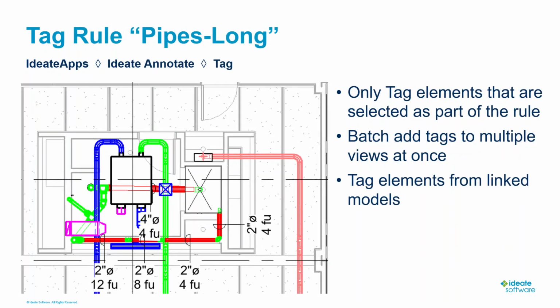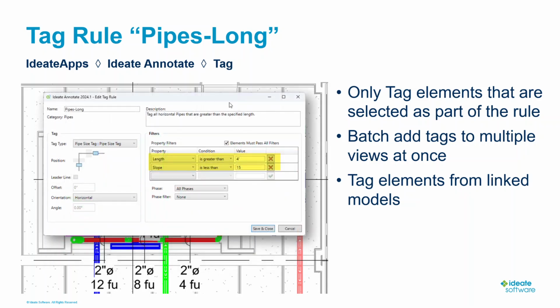The Ideate Annotate tag rule, pipes long, is only going to select the elements that you want it to tag. So here's just a look at the settings on that one. Anything that's longer than 4 feet gets tagged, and it also must have a slope that is less than 15 feet. So it's going to eliminate the unnecessary tagging of any of those risers.